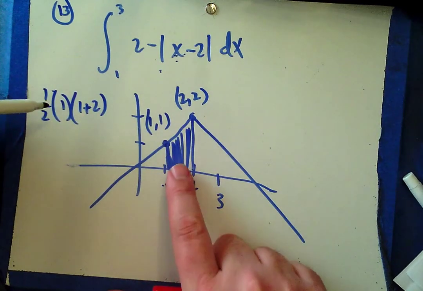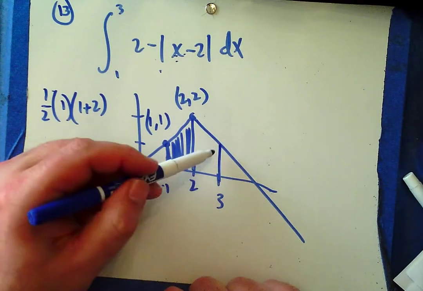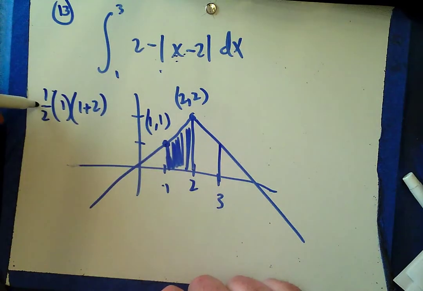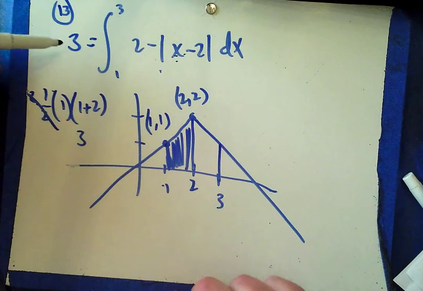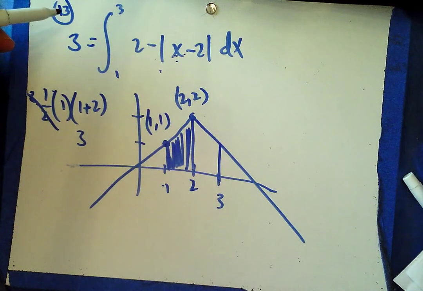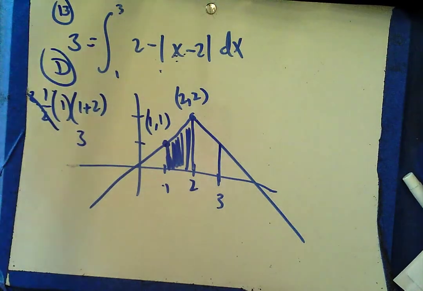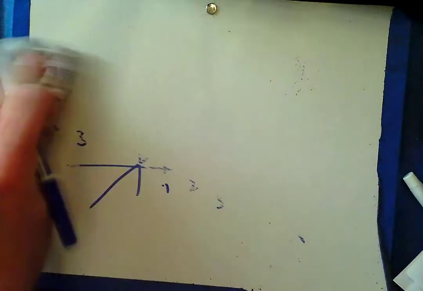Now remember, that's just this trapezoid. I've got this other one over here as well, so let's multiply that by 2. And so I get 3 is the value of that integral, and that is choice D for number 13. 14.